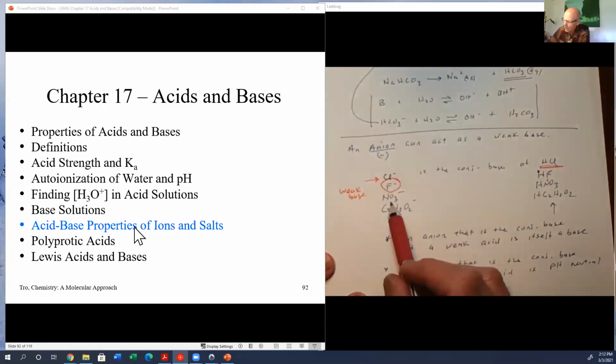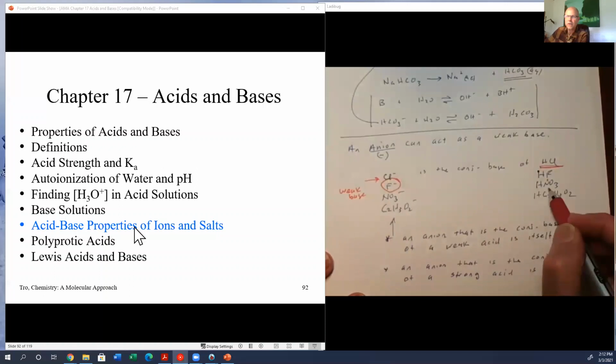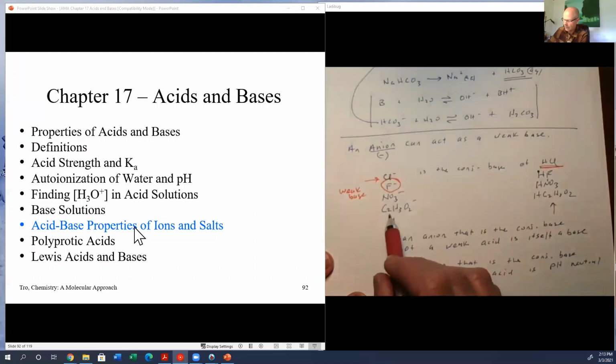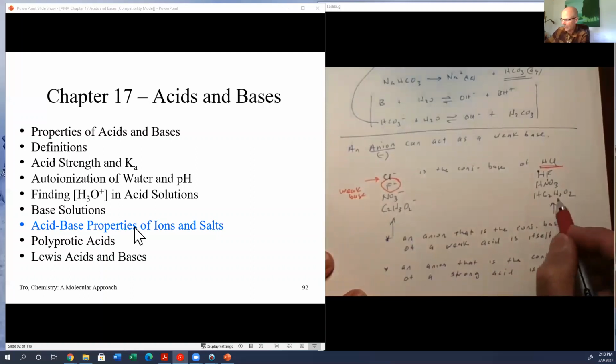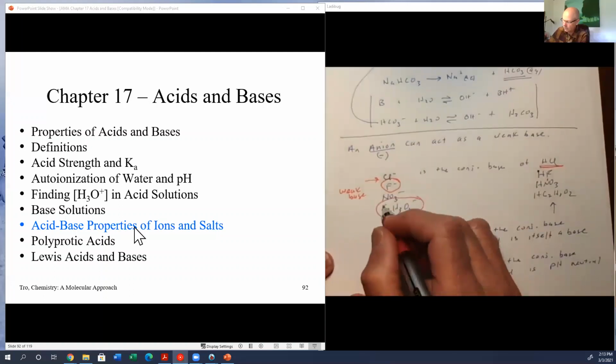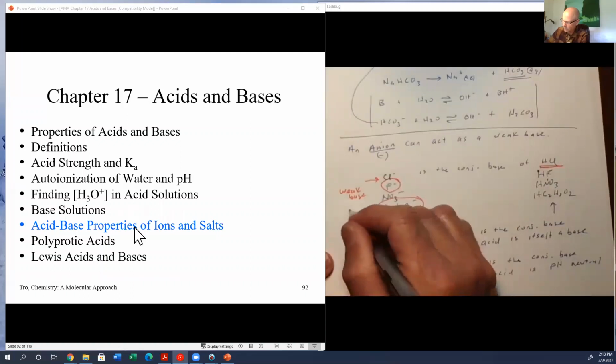How about NO3 minus? It is the conjugate base of HNO3. So what can you tell me about NO3 minus? pH neutral. Okay. C2H3O2 minus, the acetate ion, is the conjugate base of acetic acid, HC2H3O2. HC2H3O2 is what? Weak acid. So the acetate ion is a weak base.